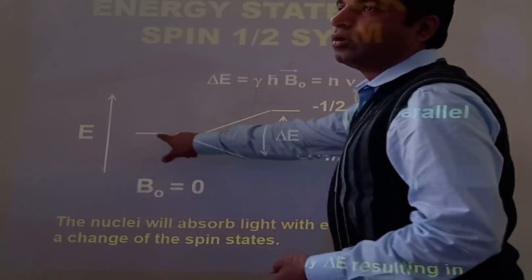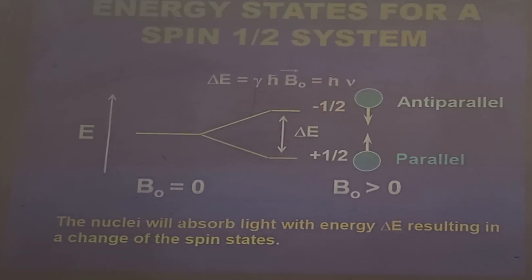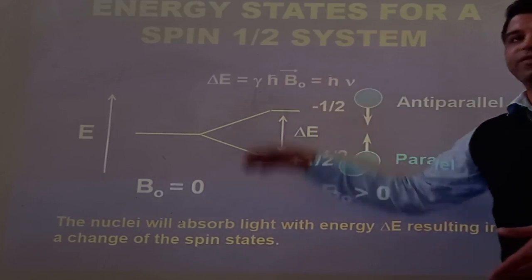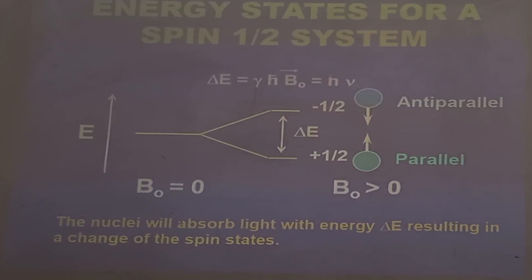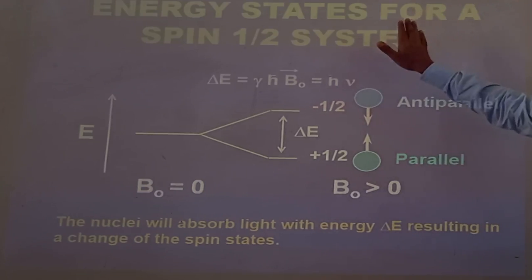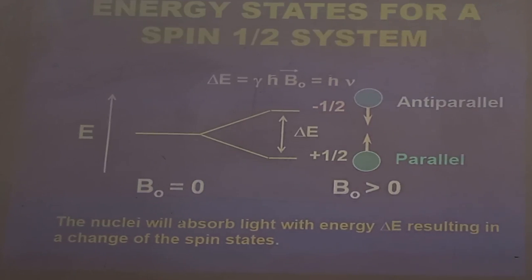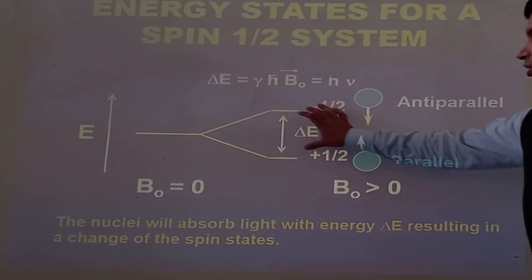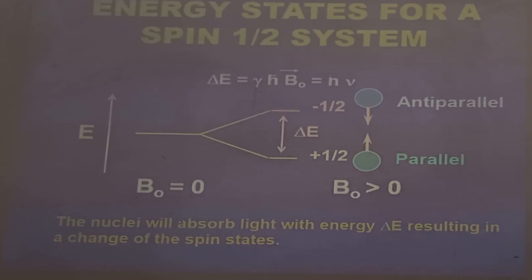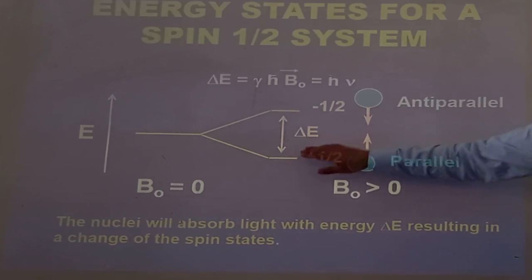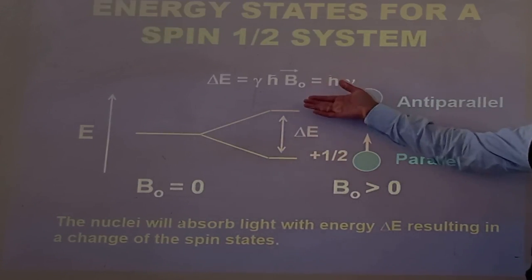If B naught is 0, these nuclei are randomly oriented and they do not have any energy gap between them. But as you increase B naught, an energy gap develops between the plus half and minus half spin states of the proton, and you can see that some of them are aligned along the direction of B naught, others are aligned against the direction of B naught. This del E shows us how much energy you have to provide to make a proton or a nucleus jump from a low energy state to a high energy state.